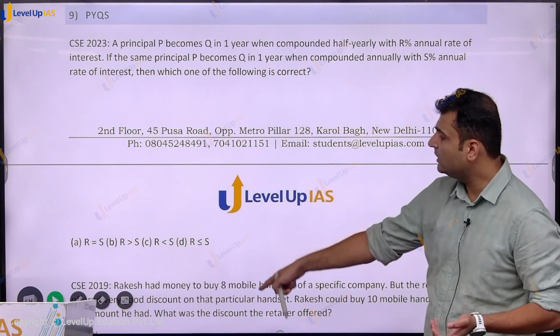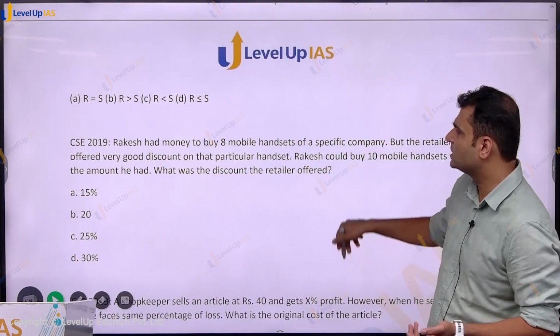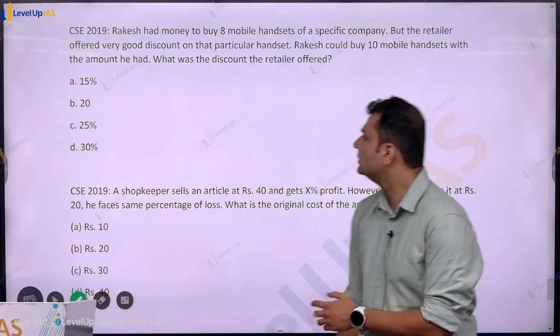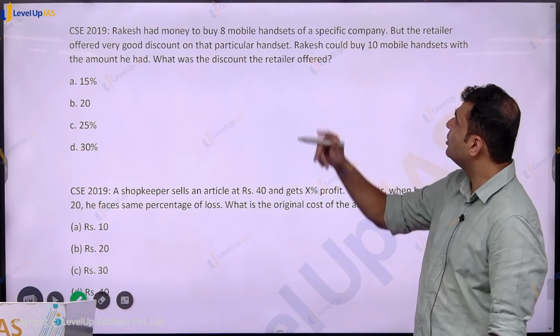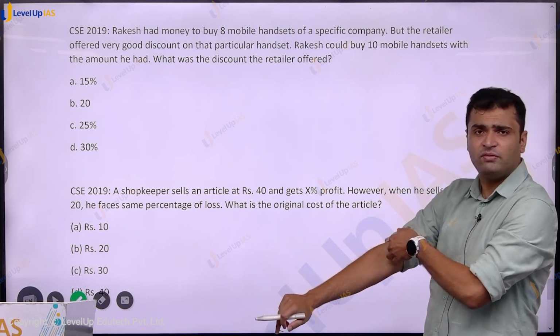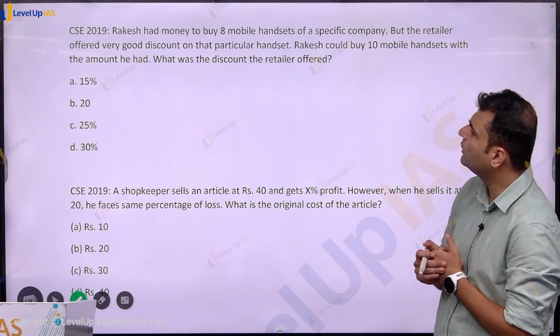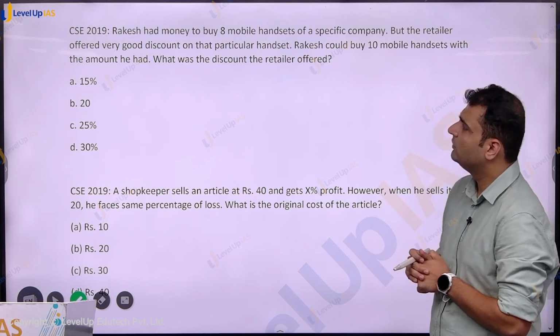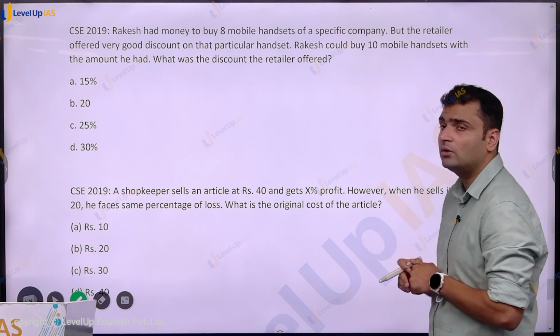See, question 23. After that, only 19 there was a question. Rakesh had money to buy 8 mobile handsets of a specific company. Fine. But the retailer offered a very good discount on that particular handset. So Rakesh could buy 10 mobile handsets with the amount he had. What was the discount the retailer offered?